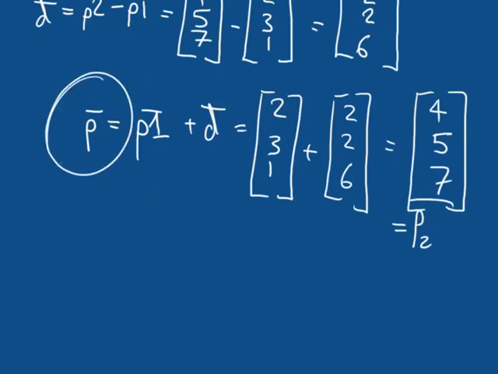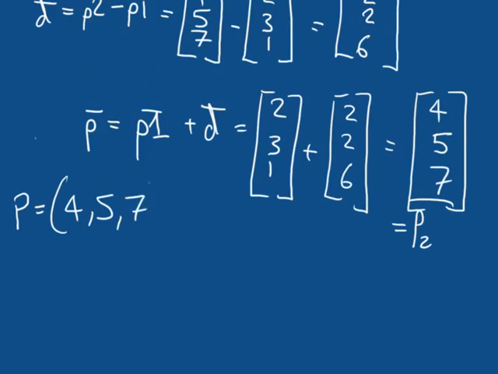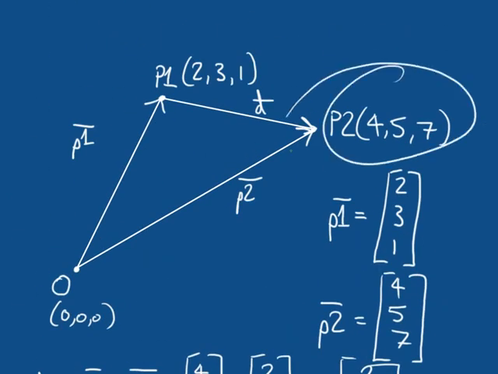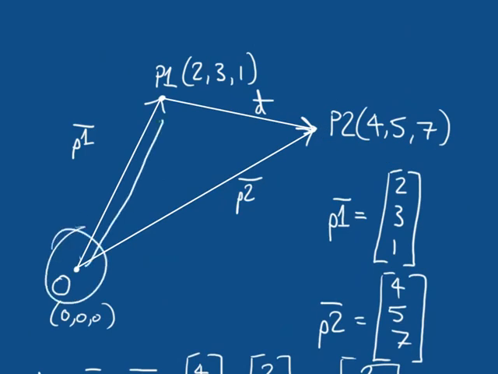So if P is equal to the position vector P2, then we know the position of the point P as represented by position vector P is equal to 4, 5, 7, which is equal to the point P2, because we know that the point P2 is 4, 5, 7. So we're getting close. Again, we're starting at the origin, we're travelling along P, and then we're travelling along the direction of D, but we're not quite there yet.